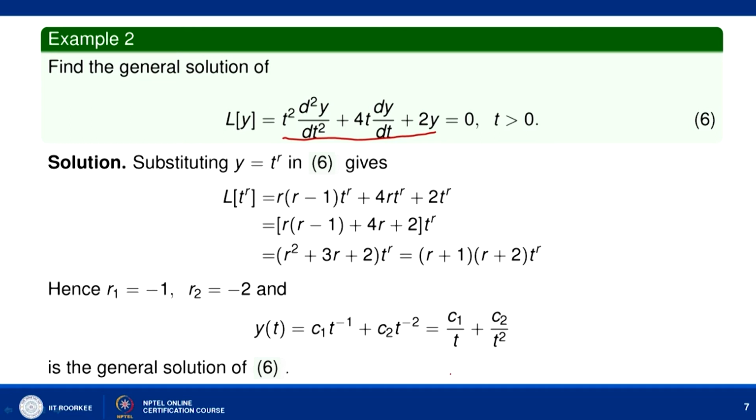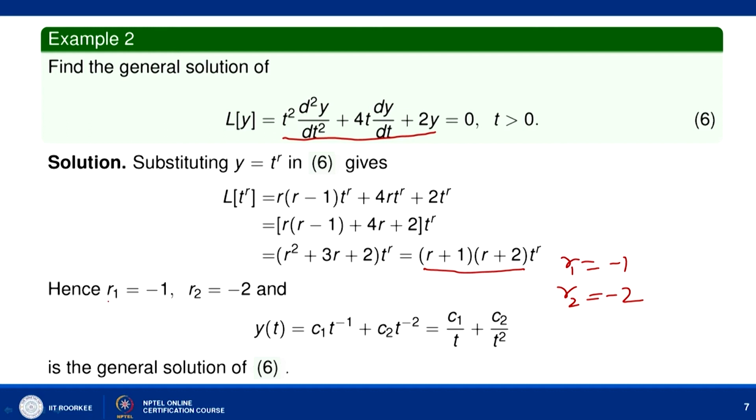When you put y equal to t to the power r, we can simplify this to r into r minus 1 t to the power r plus 4r t to the power r plus 2 t to the power r. Taking the coefficient of t to the power r as r into r minus 1 plus 4r plus 2, if you simplify this, it is r squared plus 3r plus 2, and you can factor it out, and we have r plus 1 into r plus 2 times t to the power r. It means that t to the power r will be a solution if r equals minus 1, which you can call r 1, and r 2 is equal to minus 2.